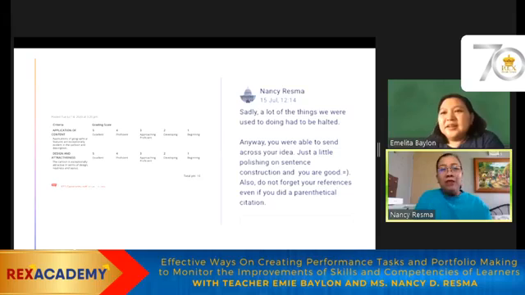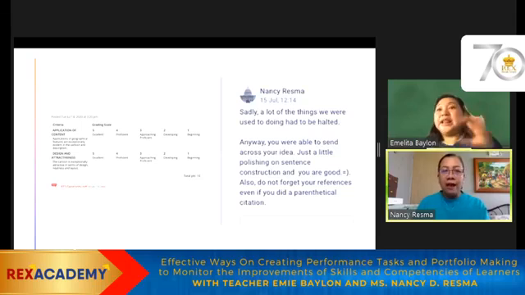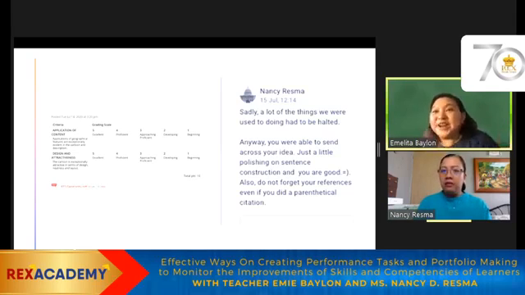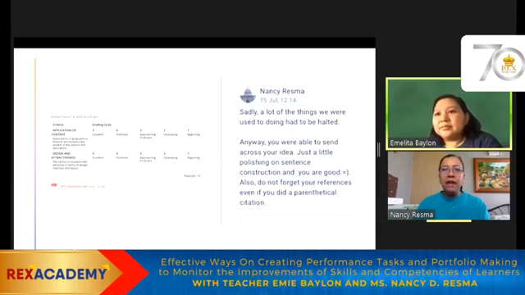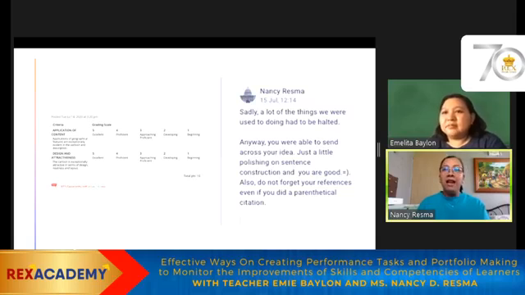Ang unang-una ko pong natutunan at kailangan kong matutunan around that time is how to create a Google Classroom and how to navigate a learning management system. Yes, because at that time, as Miss Emmy said, we were transitioning slowly to the next generation blended. And so all of us are required to come up and use an LMS. So, dahil yun yung requirement, I had to do it. I mean, wala naman din akong choice.